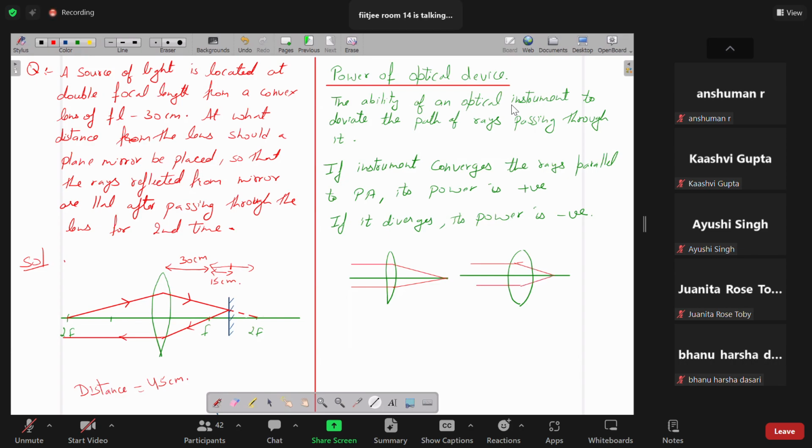So which lens was able to bend the path of the light rays more? The second one, having less focal length. Okay, this is f1, this is f2, where f1 is more than f2. So the one having lesser focal length was able to bend the path of light more. That means power and focal length have an inverse relation.